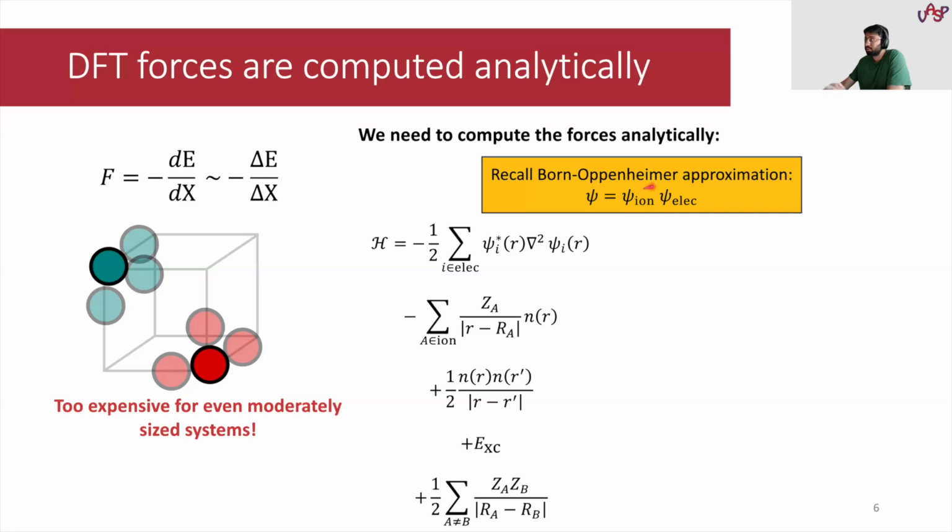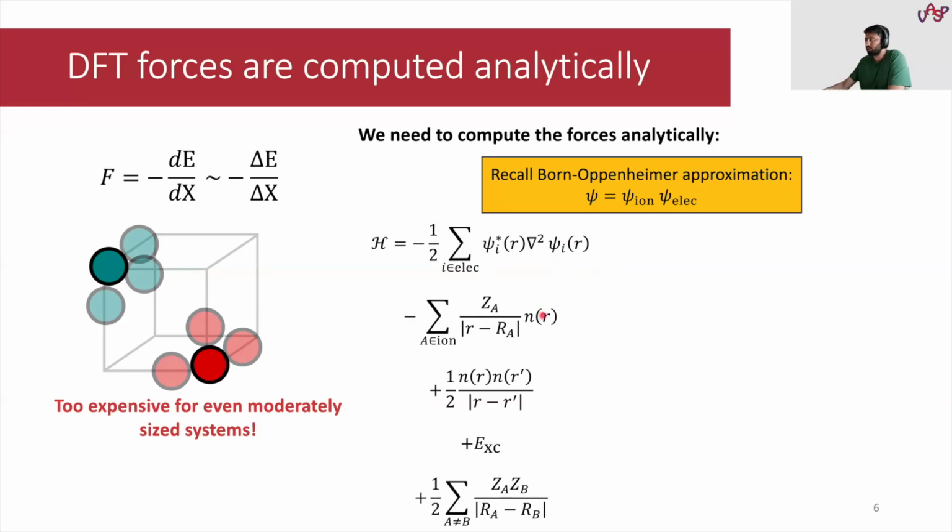Recall, either from early lectures or otherwise, that the wave functions that we're going to be looking at are basically split into ion and electron wave functions separately. We assume that the ions move very slowly compared to how the electrons move. So this is typically referred to as the Born-Oppenheimer approximation. And this basically leads to an energy equation, a Hamiltonian, that gives you an expression for how the electrons and ions behave in this approximation.